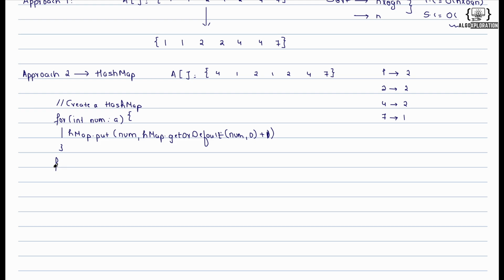Now we will have one more for loop. Here also I will be using an enhanced for loop. First of all, we will find the frequency of that element. To find the frequency we will be using the hmap.get method.